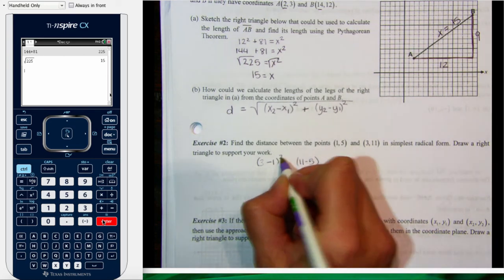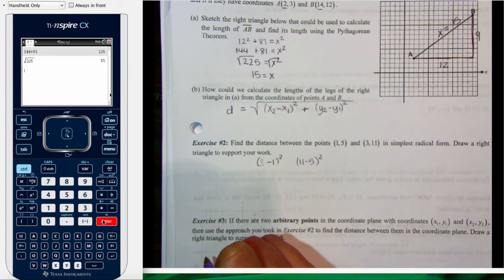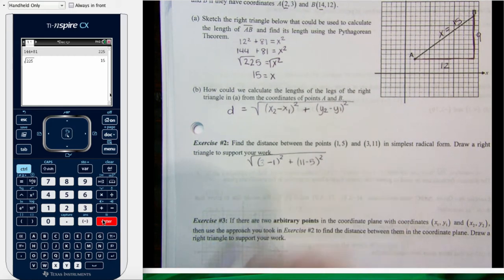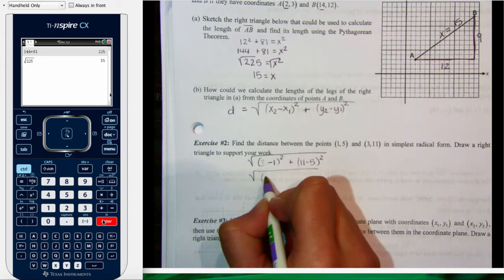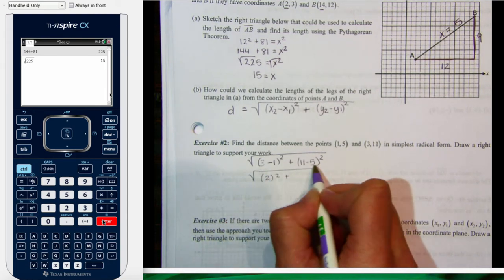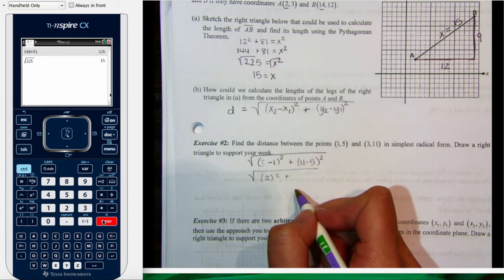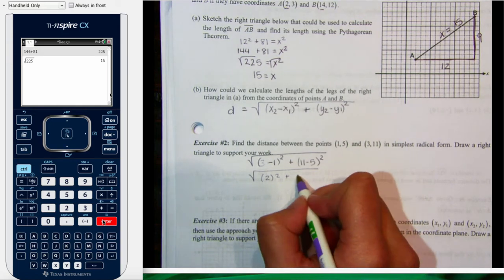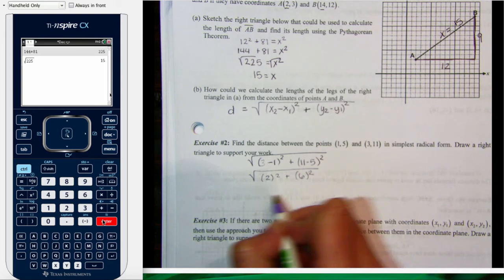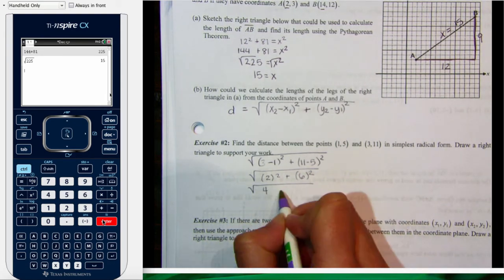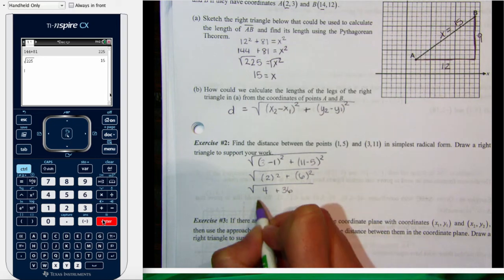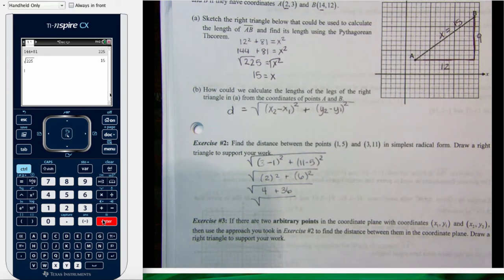And then what I'm going to do is square both of those and then add them together, and then I'm going to take the square root of my final answer. So if we go through and do this, 3 minus 1 is going to be 2, and 11 minus 5 is going to be 6. And then I'm going to go ahead and square both of those. 2 squared is going to give me 4, 6 squared is going to give me 36, and then if I add them, 36 plus 4 is 40.